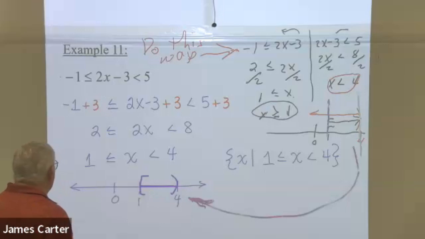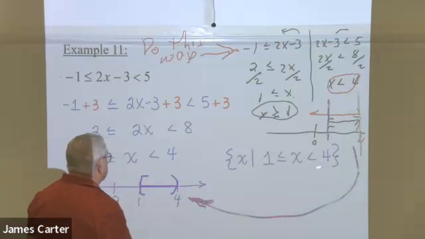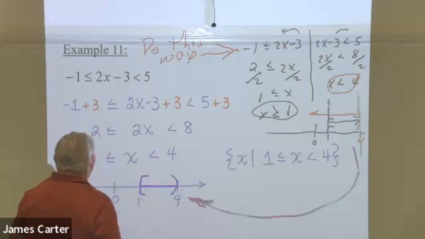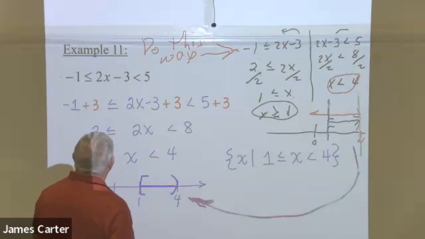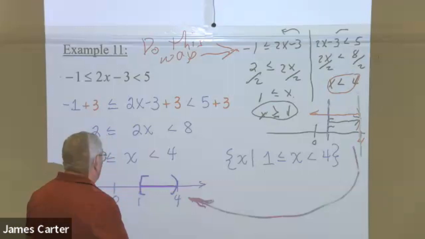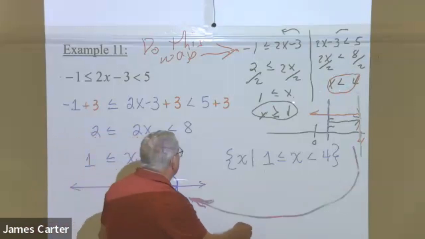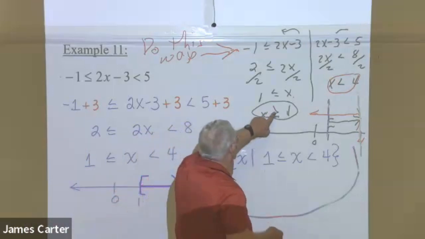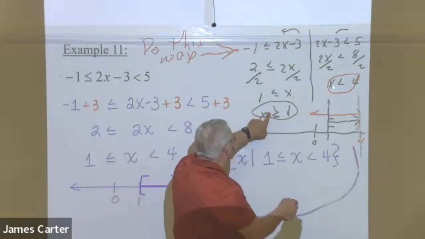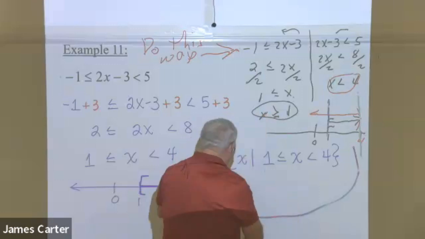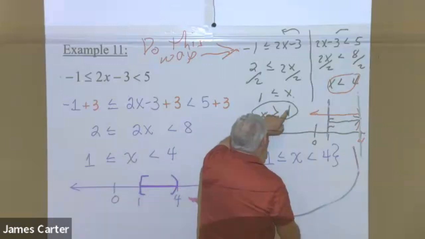Consequently, when I put this in this, I basically get the statements that 1 is less than or equal to x, and here I got these two. I want x in the middle, so I flip this side.